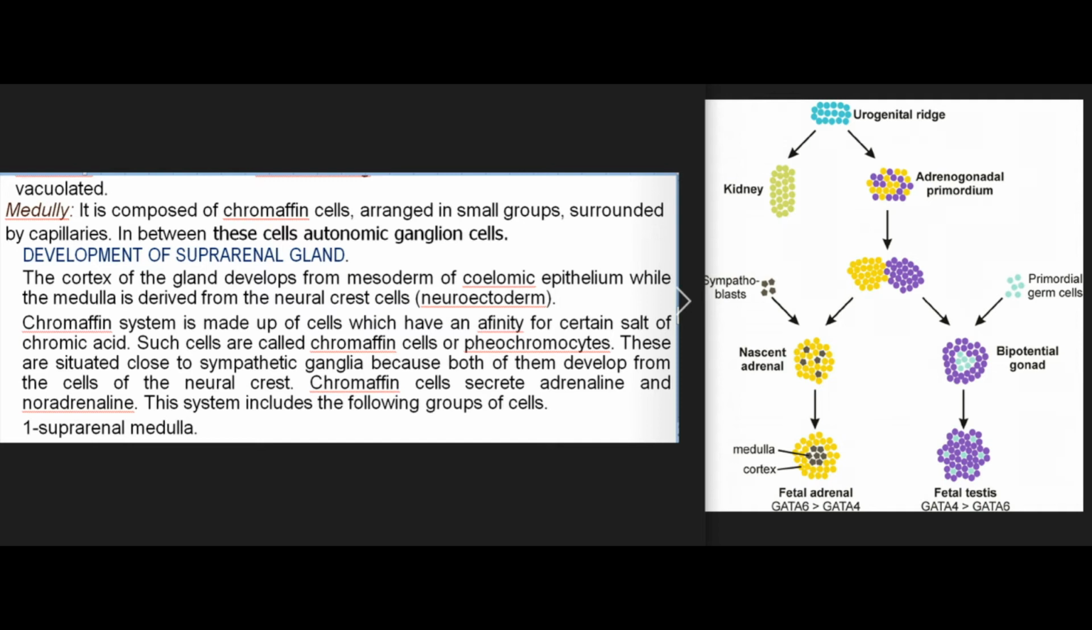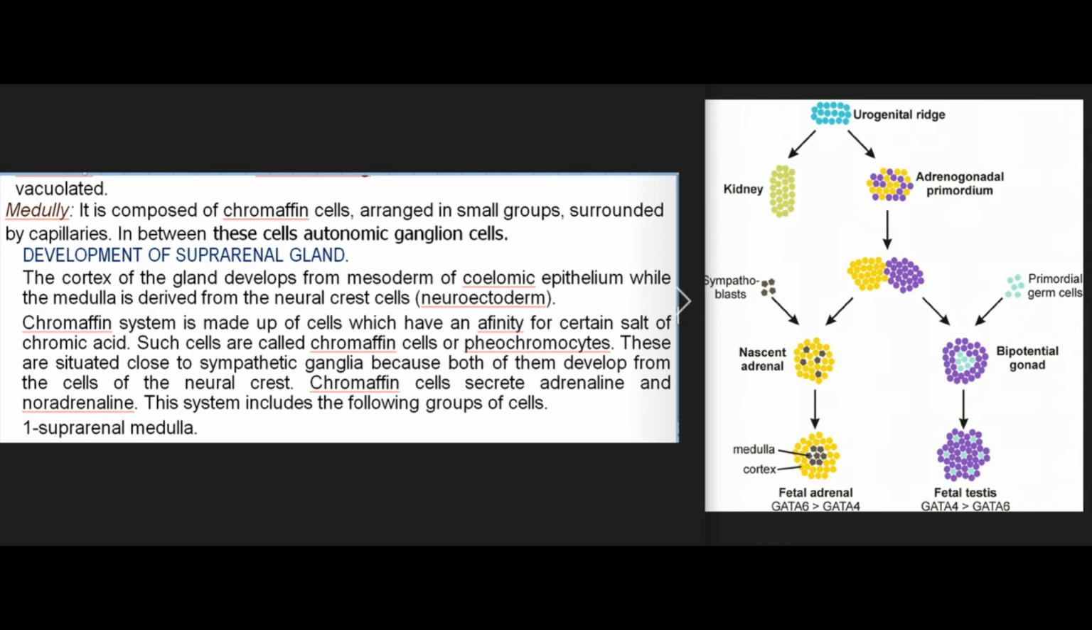Development of suprarenal gland. The cortex of the gland develops from mesoderm of coelomic epithelium, while the medulla is derived from the neural crest cells, neuroectoderm. Chromaffin system is made up of cells which have an affinity for certain salts of chromic acid. Such cells are called chromaffin cells or pheochromocytes. These are situated close to sympathetic ganglia because both of them develop from the cells of the neural crest. Chromaffin cells secrete adrenaline and noradrenaline.